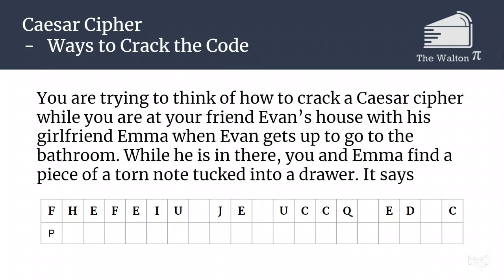But you see that Evan has already started to decipher the message. He's already written a P under the letter F. How might we be able to use this to figure out the key?